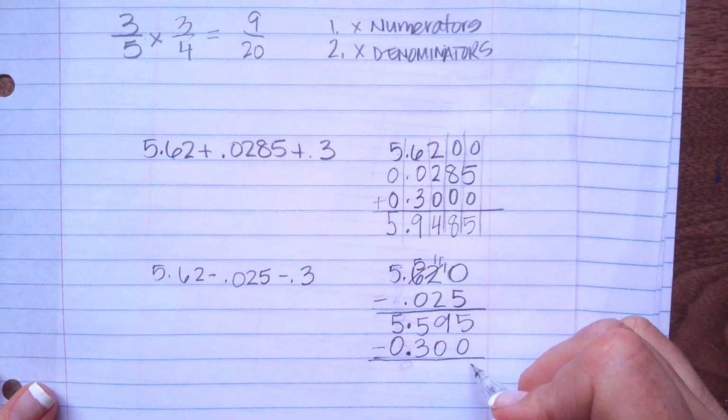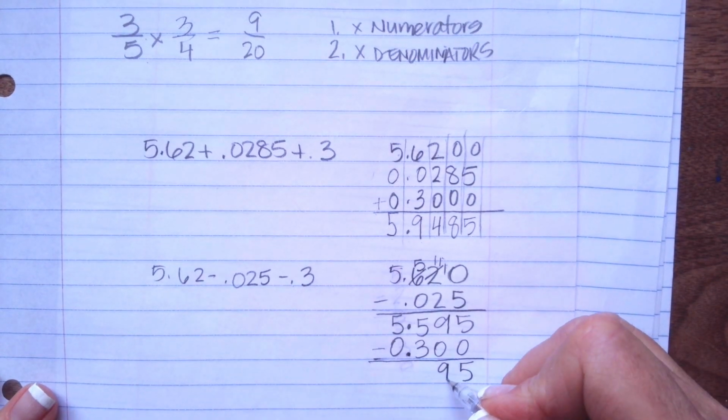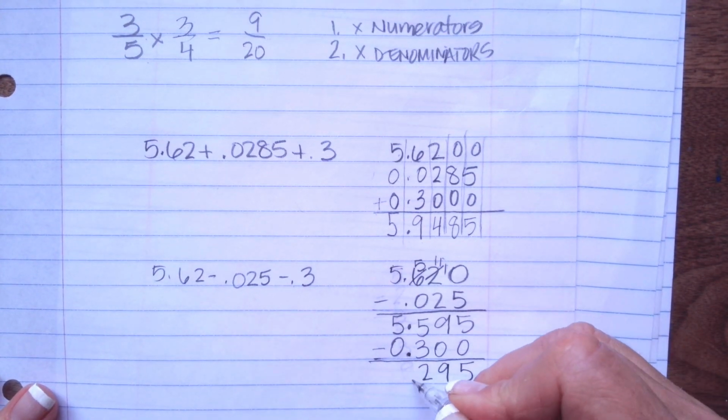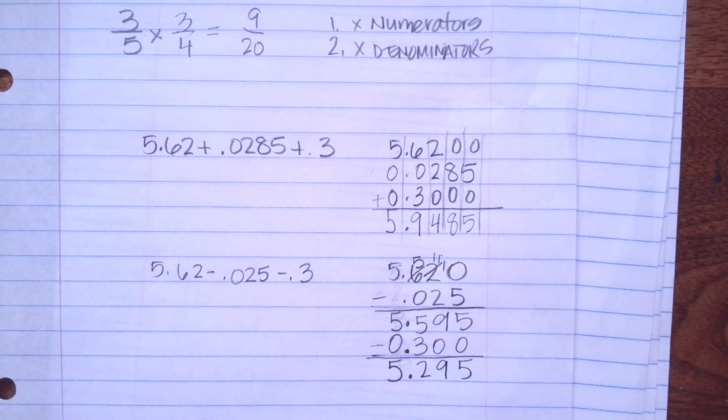5 minus 0 is 5. 9 minus 0 is 9. 5 minus 3 is 2. 5 minus 0 is 5. Does that make sense to you, honey? Kind of. Okay. Yeah.